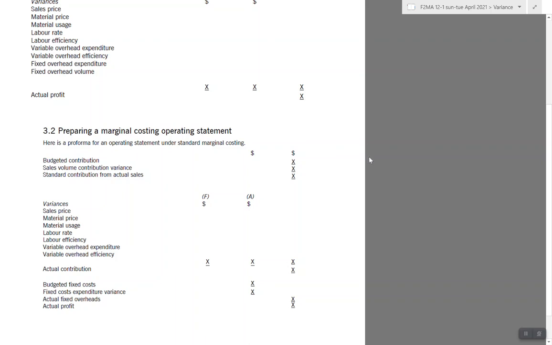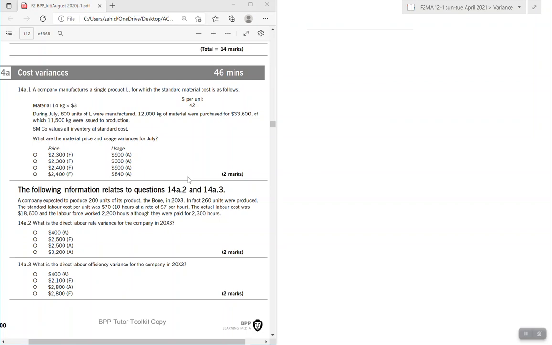Now let's look at kit questions. Now kit questions are many. There are many questions there. So I will try to answer as many as possible. Obviously, I will not be able to answer all of them. Okay, let's start with variances.